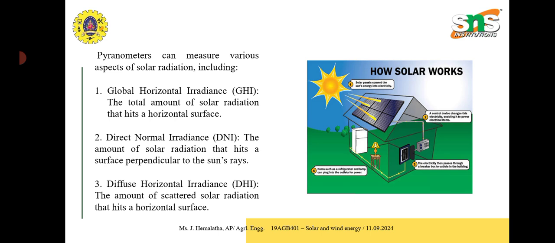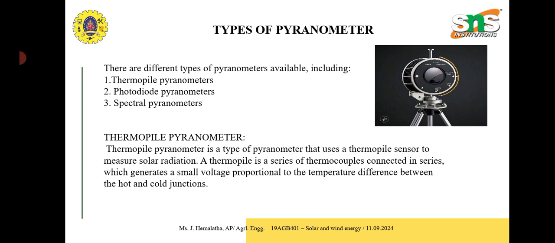The global irradiance measures the total radiation which hits the horizontal surface. Direct incidence is the radiation that hits the surface perpendicularly to the sun rays, and diffuse is the scattered solar radiation. The types of pyranometer are thermopile, photodiode, and spectral pyranometer.